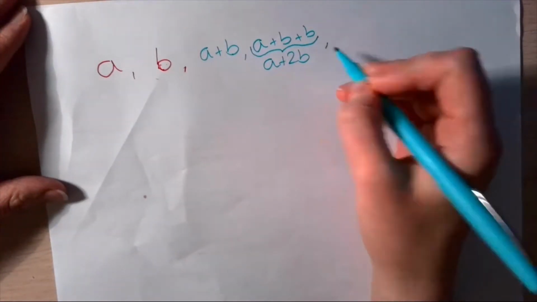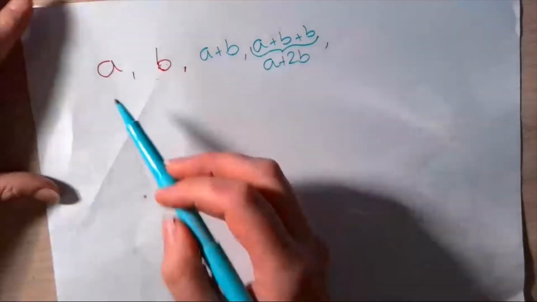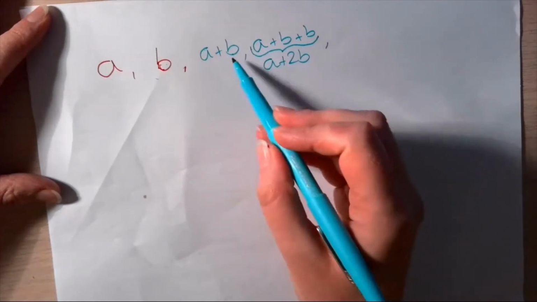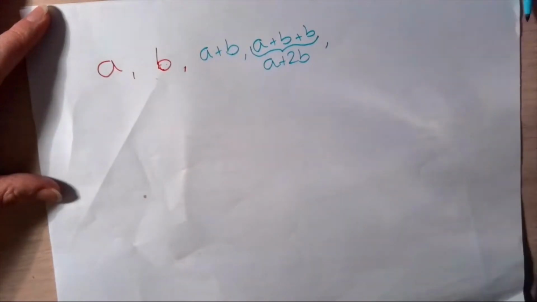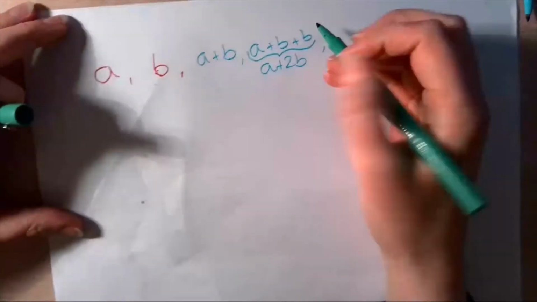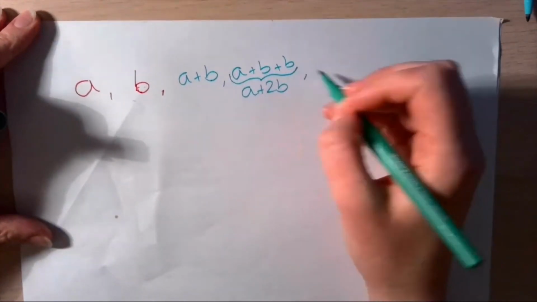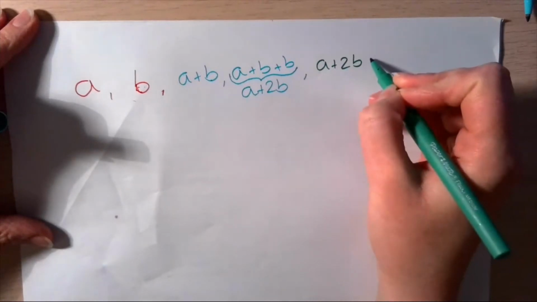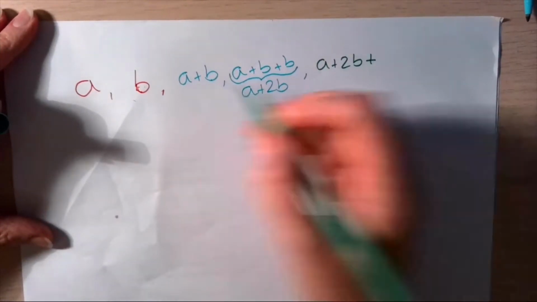Now our fifth term, sorry, 1, 2, 3, 4, our fifth term is going to be this term add this term. I'm going to get another colour, just so they don't start to all merge into one. So our next one is going to be A plus 2B plus this term, A plus B.